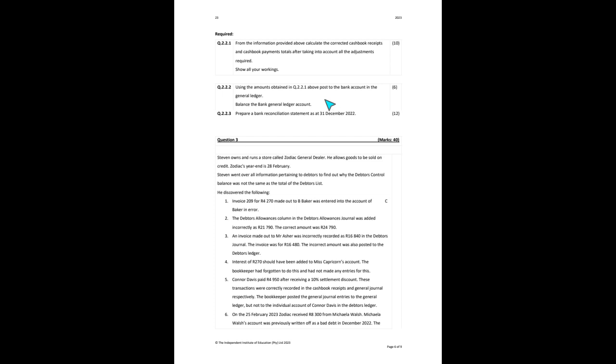Please don't forget the opening balance. So you'll draw up the T account. The first thing you do is record the opening balance for the month of December. Then you will post the total of the cash book receipts and the total of the cash book payments, and work out what the closing December bank balance is. When they say balance it, they mean they want you to work out the total.